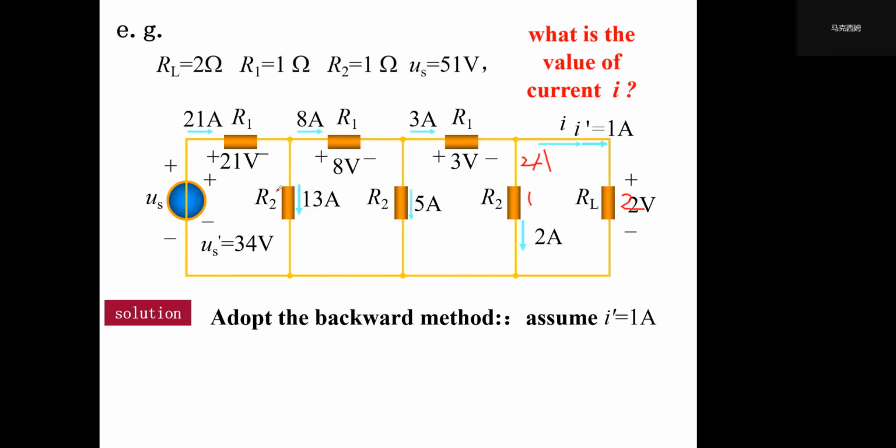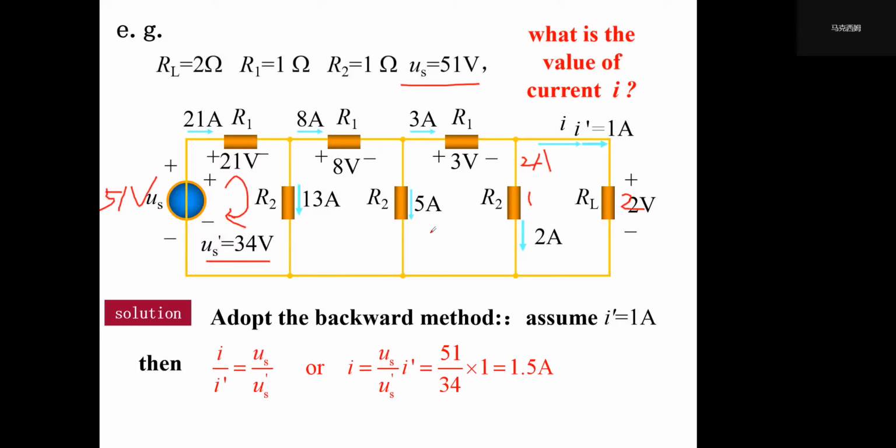And let's talk about the first loop. We add all the voltage on three components together, and it must be equal to 0. So the US must be equal to 34 volts to satisfy this assumption that I dot is 1, where I dot is the number we assumed in this branch. So obviously it's not identical to the US, which equals 51 volts. So it has some proportion.